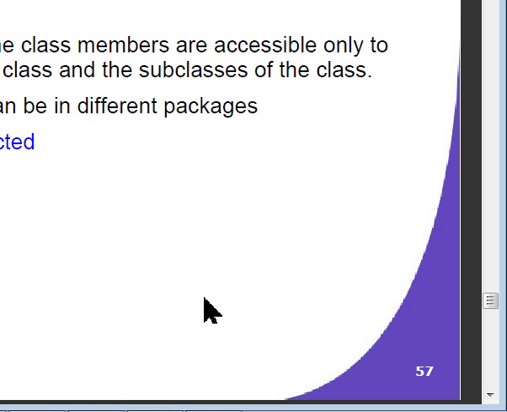Protected access, however, specifies that class members are accessible only to methods in that class and the subclasses of the class.